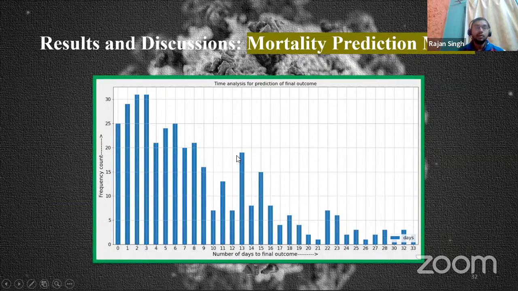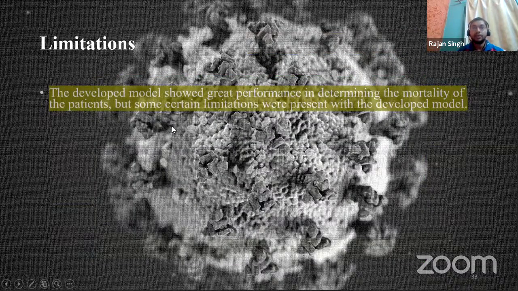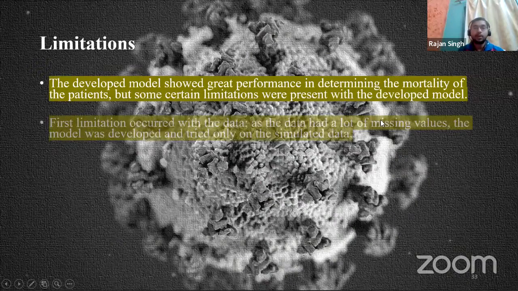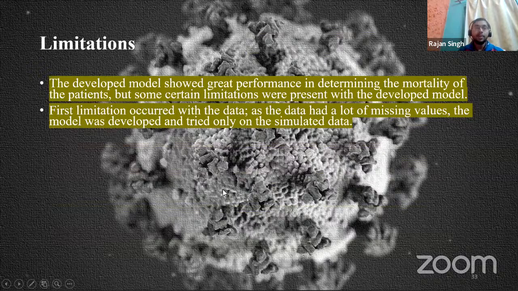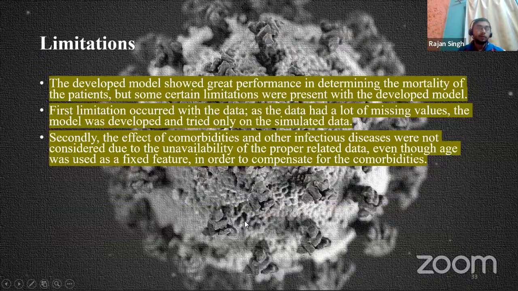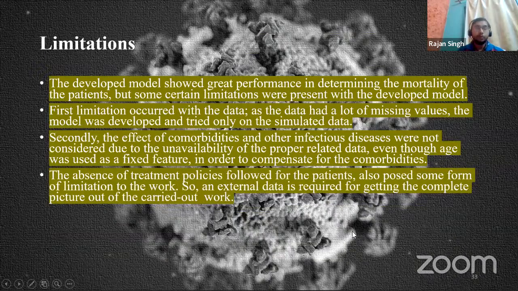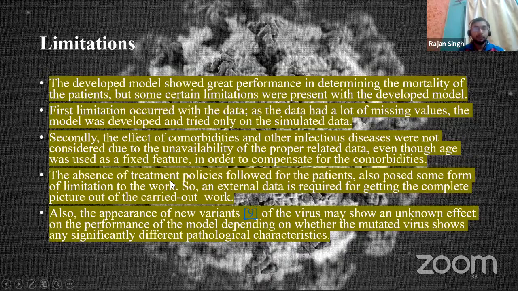Regarding the limitations, certain limitations were regarding the data itself, because it has a lot of missing values. So we tried it on simulated data, and there were the comorbidities and the unavailability of the treatment policies. That is also something we are thinking of including in future work. And the appearance of new variants like Omicron or Delta may have an unknown effect on the performance of the model, depending on how the mutated virus differs.